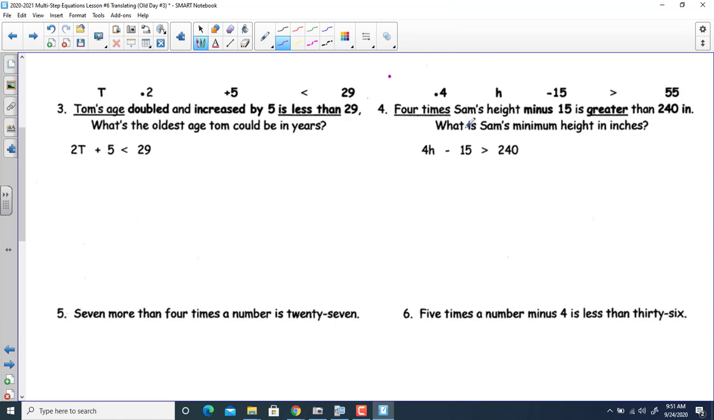Okay, 4 times Sam's height minus 15 is greater than 240 inches. That's weird. That's clearly wrong. It should be 55 inches. 240 inches, he's 20 feet tall. Sam's a giant. What is Sam's minimum height in inches? Please change the 240 to 55 if you're working off the worksheet. If you're copying it down, make sure it's 55 inches. Take a minute.